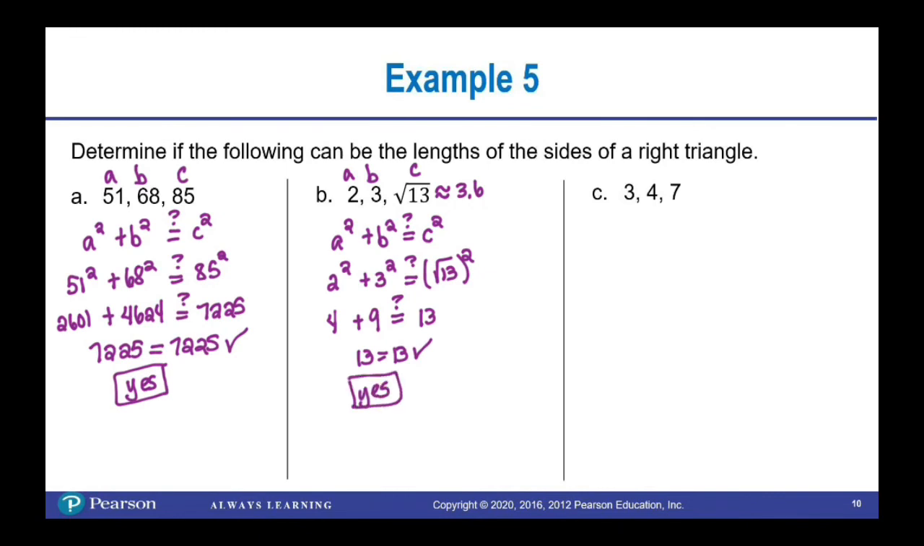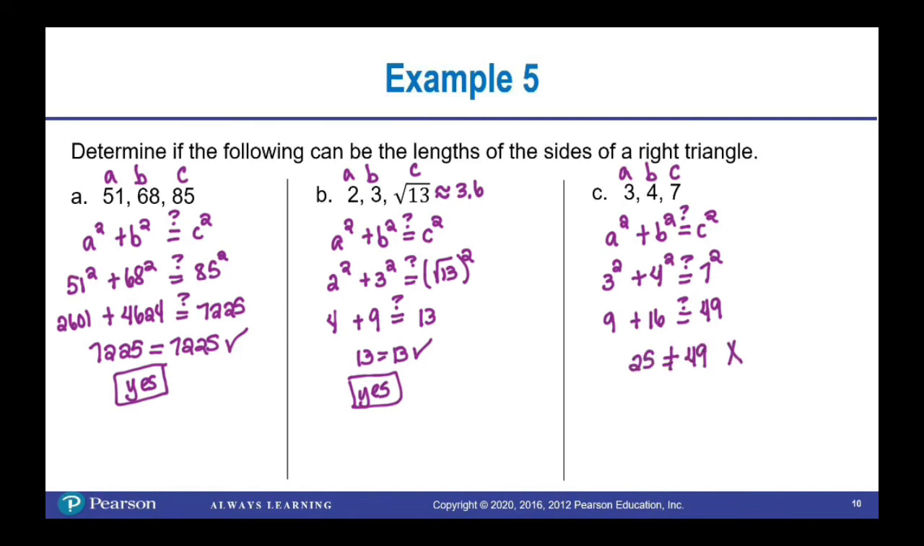Now look at part C. C is always the longest side. The other two sides would be A and B. See if the Pythagorean Theorem holds. Notice I put a question mark each time over the equal sign. Plug in 3 for A, 4 for B, and 7 for C. 3 squared is 9, 4 squared is 16, and 7 squared is 49. On the left side, 9 plus 16 is 25, and this does not equal 49, and so these cannot be the sides of a right triangle.